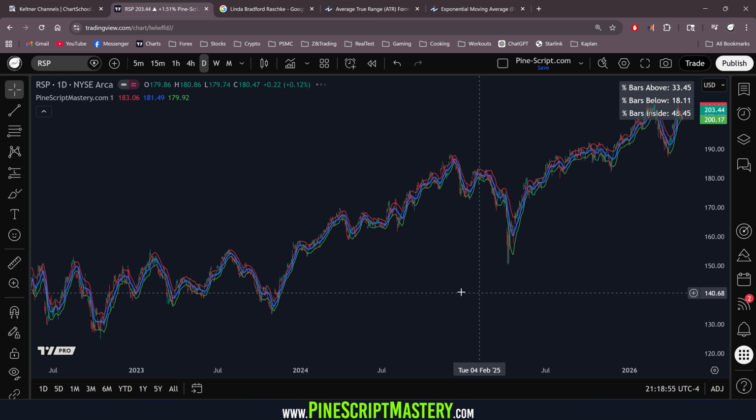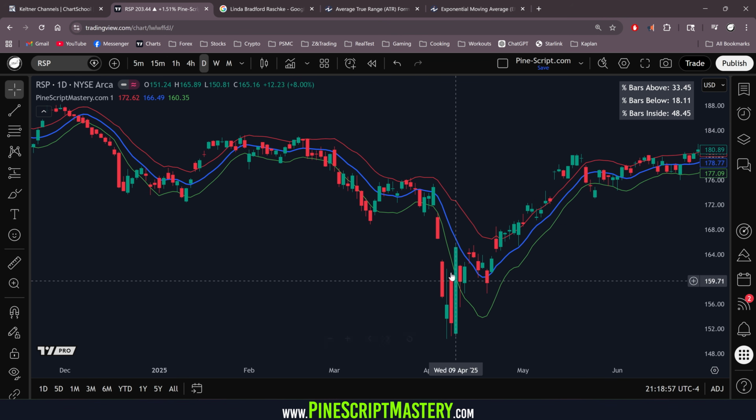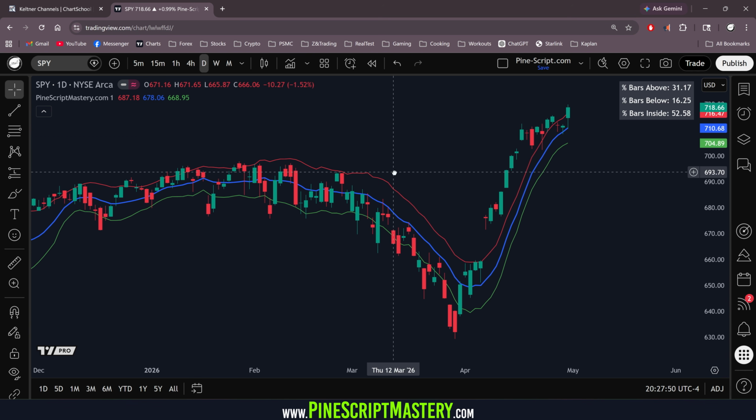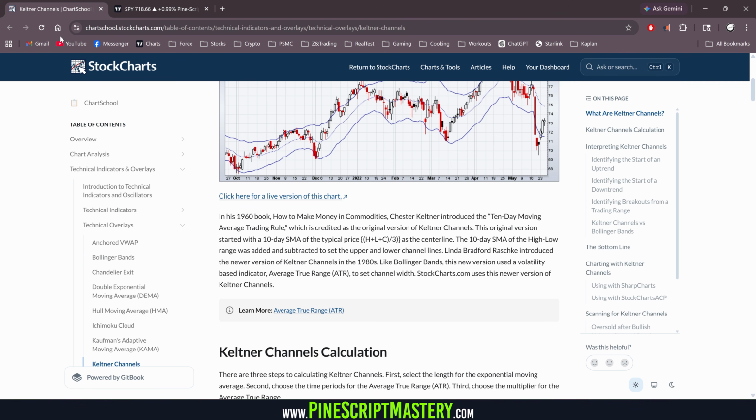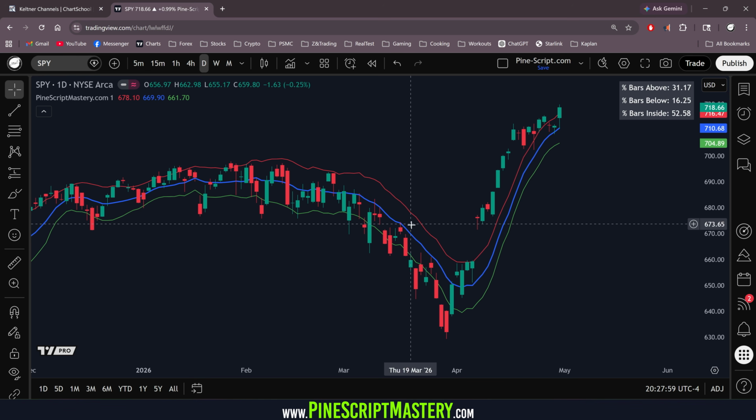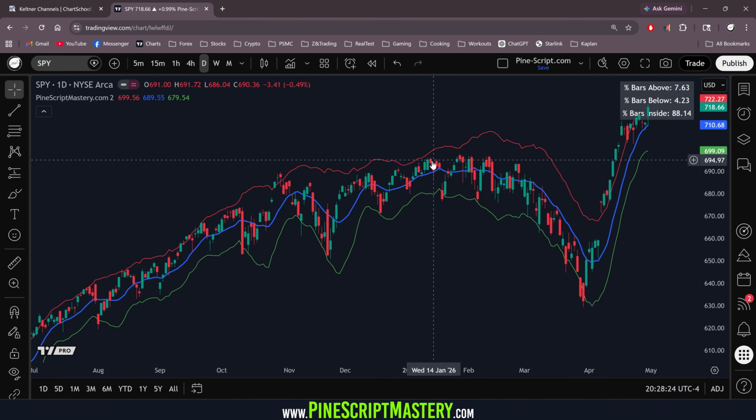Now, as I said, we often see far more volatility to the downside than the upside, but the time spent below these lower bands tends to be quite a lot less than above the bands. And I just find that really interesting. So as I said, this is not Keltner channels right now on my chart. This is the original Chester Keltner 10-day moving average trading rule channels. Let's have a look at the modern day interpretation.